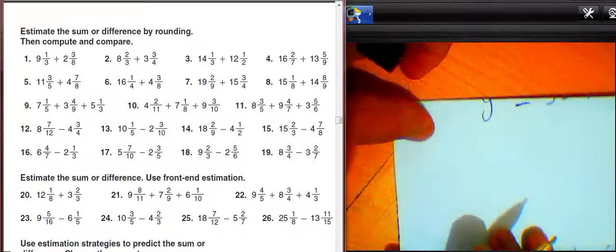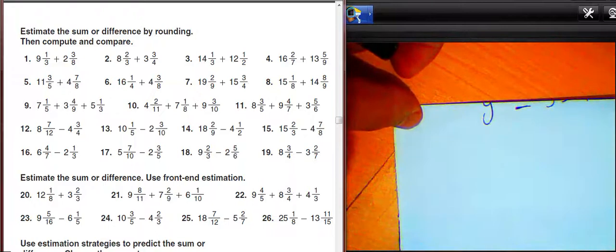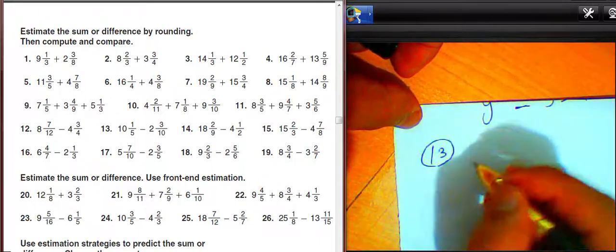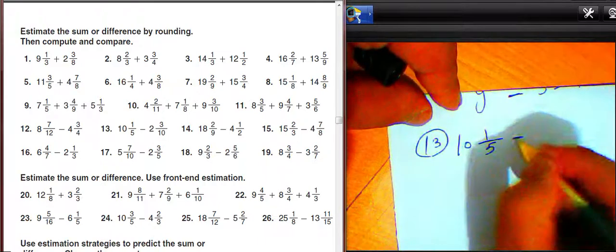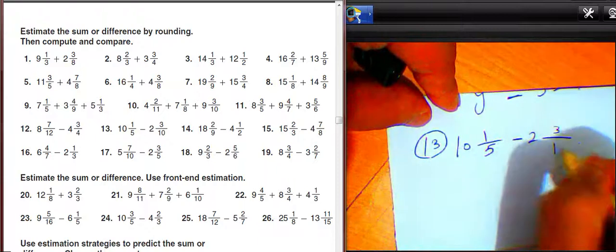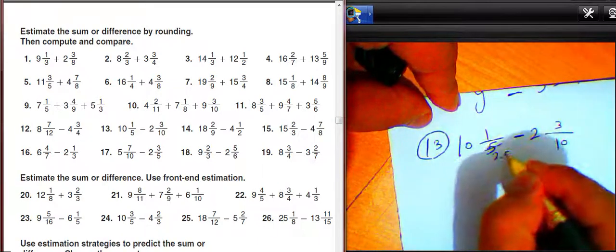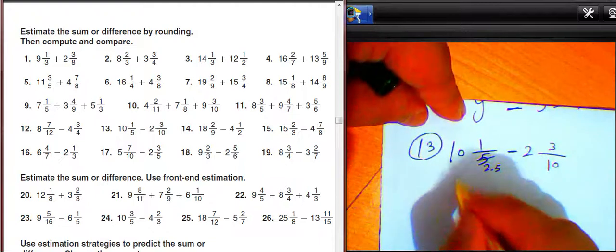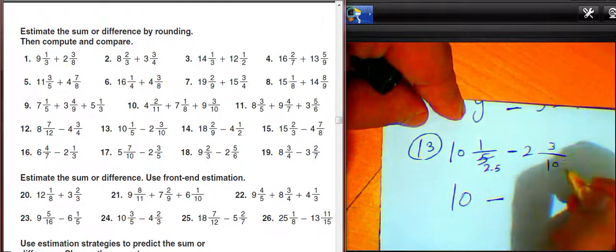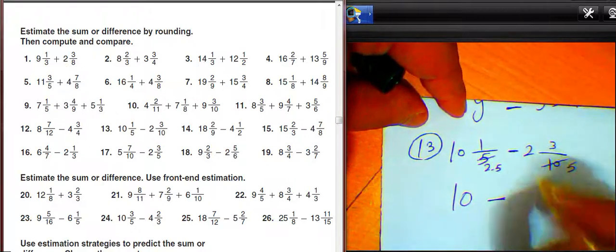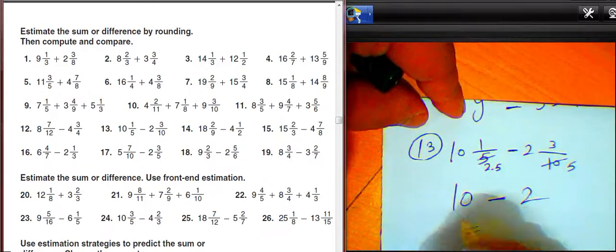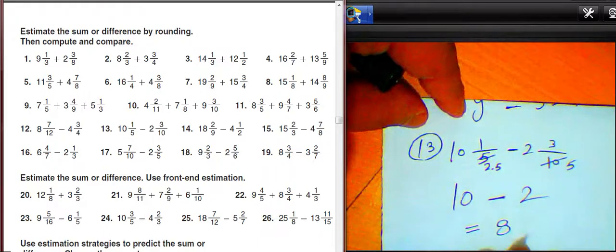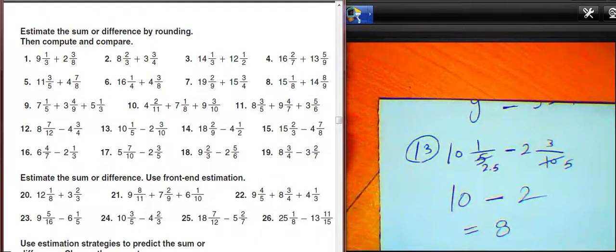Question 13. 10 and 1 over 5 subtract 2 and 3 over 10. Half of 5 equals 2.5. 1 is less than that, so this number is 10. And half of 10 equals 5. 3 is less than 5, so this number is nearest to 2. Then 10 minus 2 equals 8. That is the difference estimate.